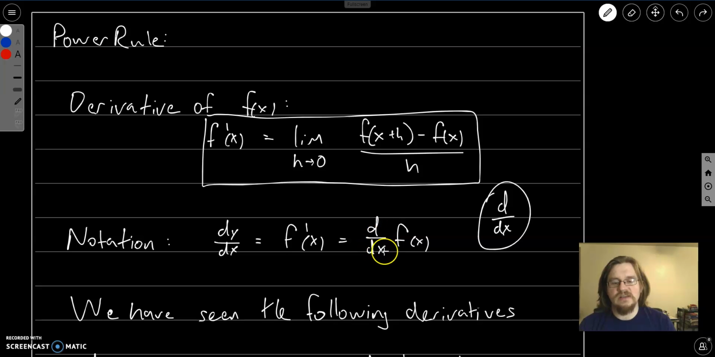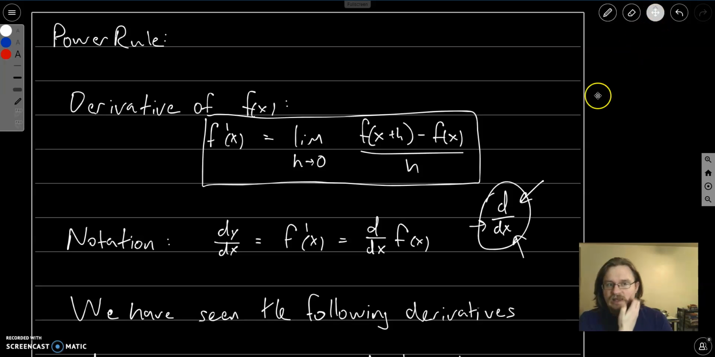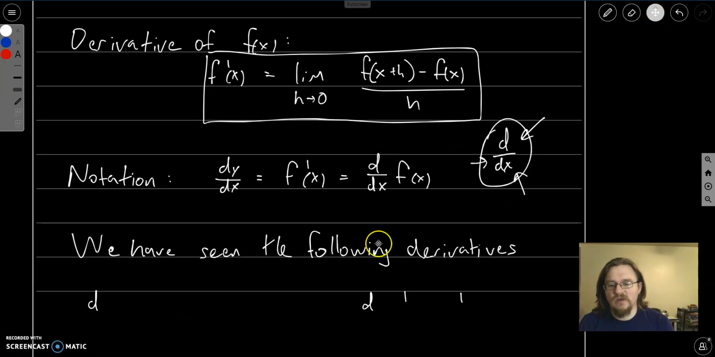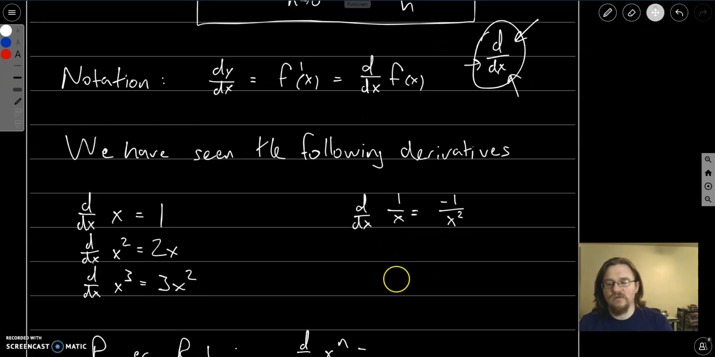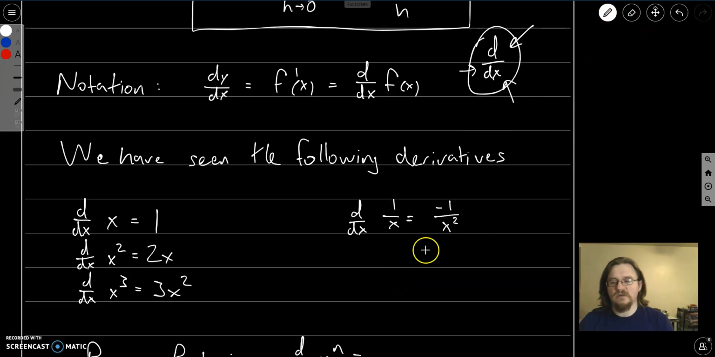The d over dx isn't a number d divided by d times x. D doesn't represent a number. It should be just a symbol. It's all connected. We can't cancel anything out from the top and bottom. It's just one symbol.